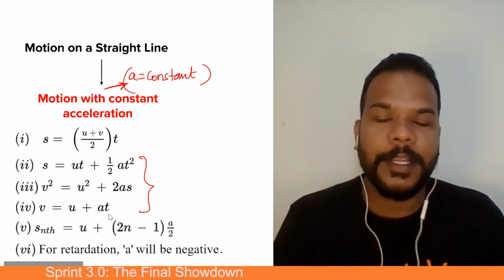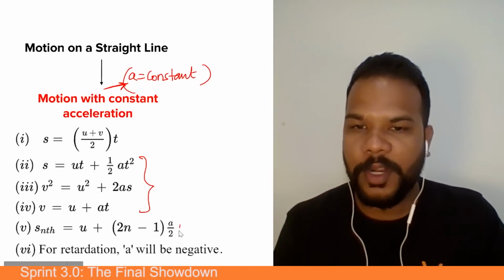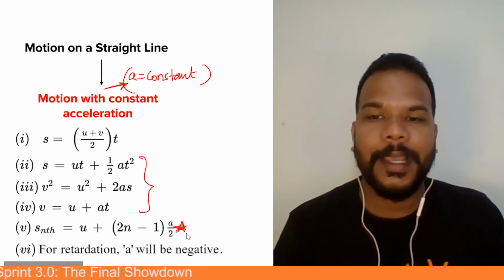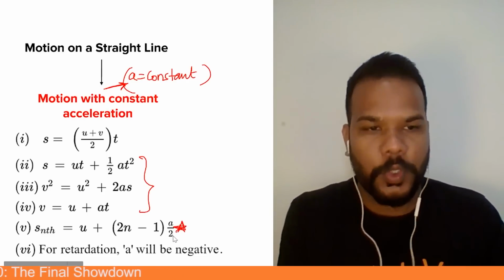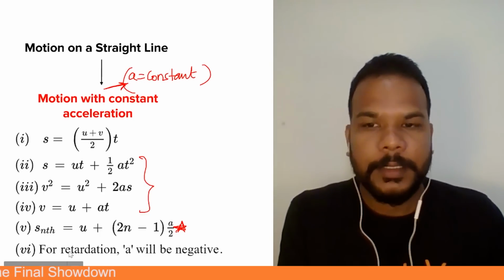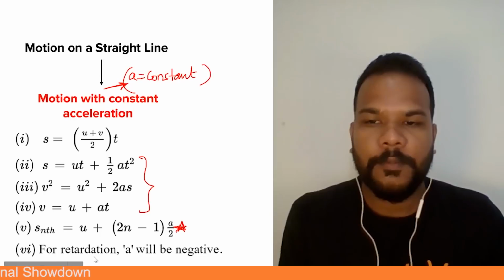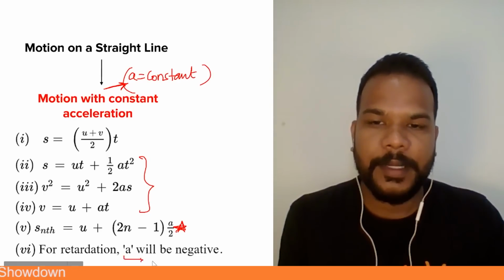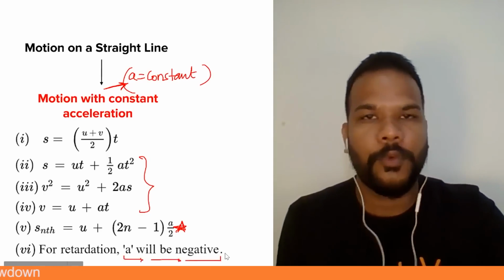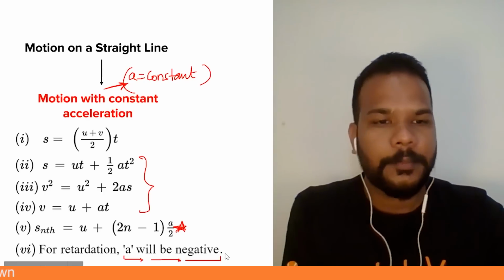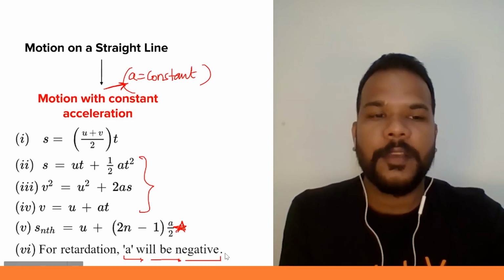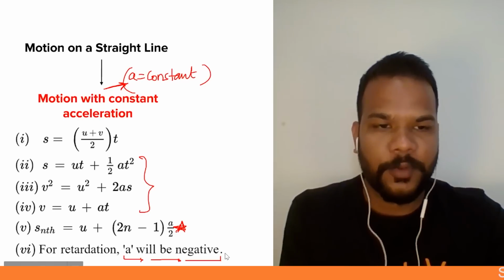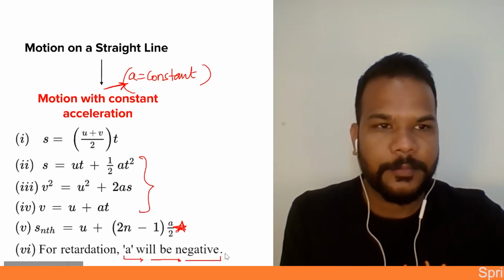I hope you already know these formulae, and apart from that, a very important formula is displacement covered in nth second, that is u plus (2n minus 1) a by 2. Remember, if the body is retarding, then a will be treated as negative. So when we solve questions, obviously we'll get to know that. The PDF will be available in the description of this video after the session, so don't worry.